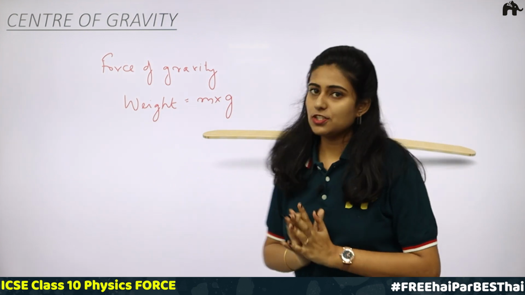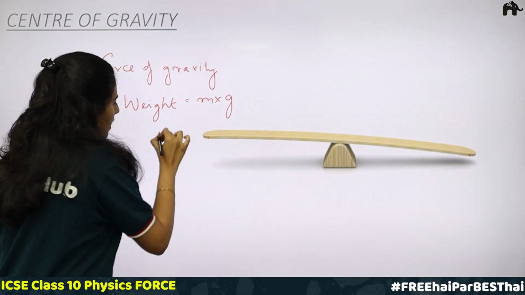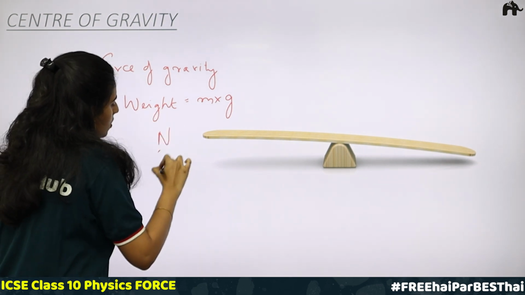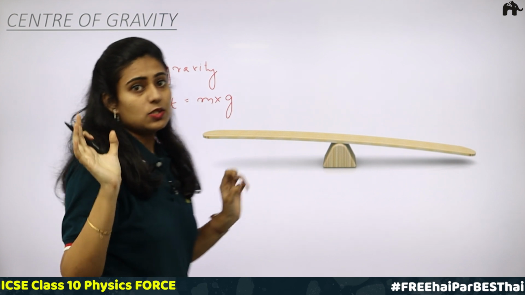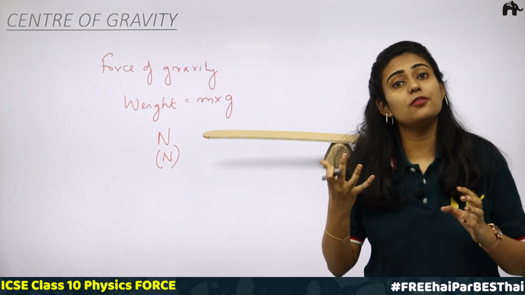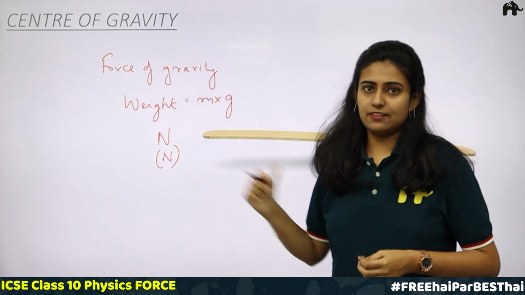Okay, what is the unit of weight? We know that weight is a force. Unit of force is Newton. Yes, therefore the unit of weight is also Newton. So when you stand on a weighing machine, it is actually the force with which Earth is attracting. It is a force that is given.